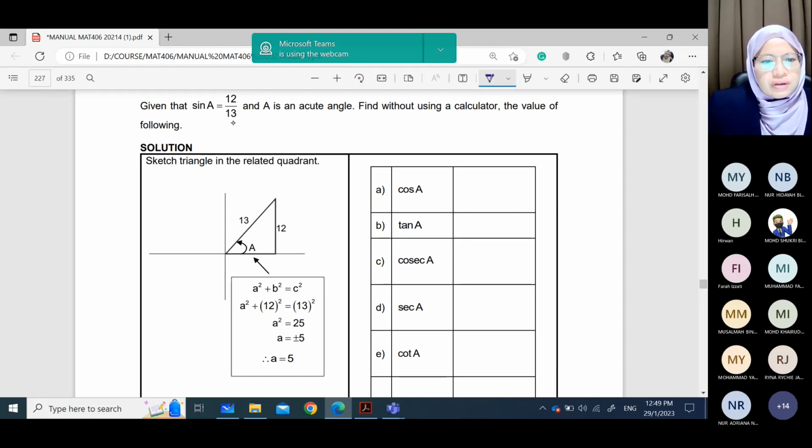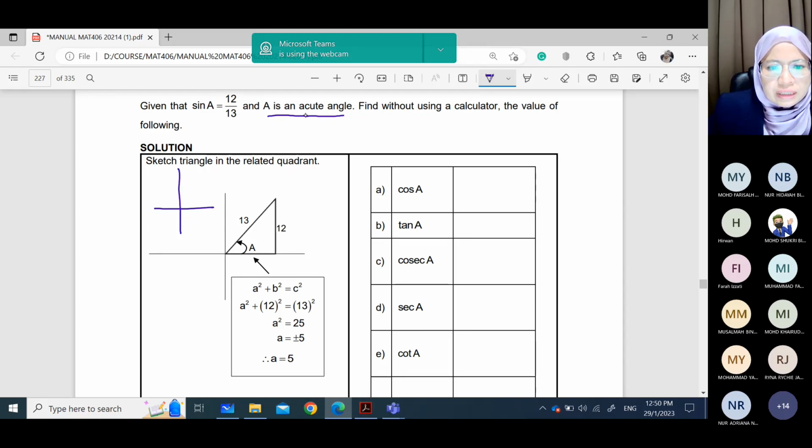Okay. Alright, so look at this example. Given that sin A is 12 over 13 and A is an acute angle. So find without using calculator the value of following. Okay, so sketch triangle in the related quadrant. So you sketch, so sin A is 12 over 13. So macam nak sketch, you buatlah macam ni.